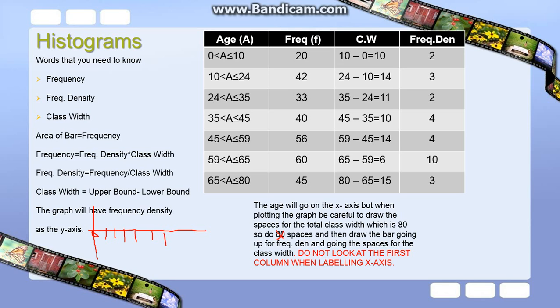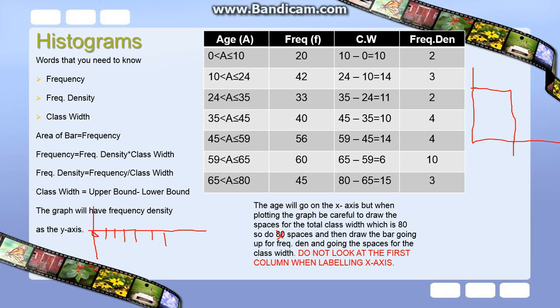For the first one, you have here 0 to 10. You have a frequency of 20, which doesn't matter here. You have a class width of 10. So you count 10 spaces, and then you go on the y-axis to 2, and then you draw a bar like that. I'll draw it here, guys. So you've got that, and you've got that. So about 10, class width of 10 there, and 2 there. So you do a bar chart going like this and this.